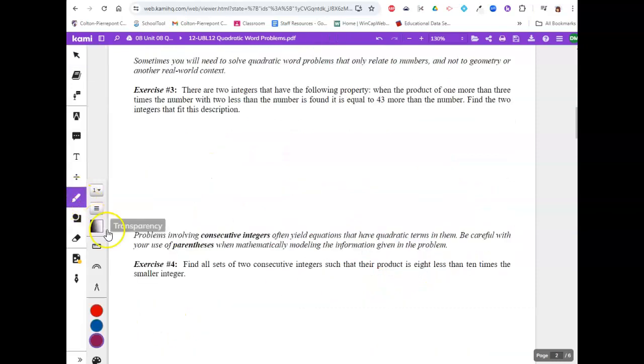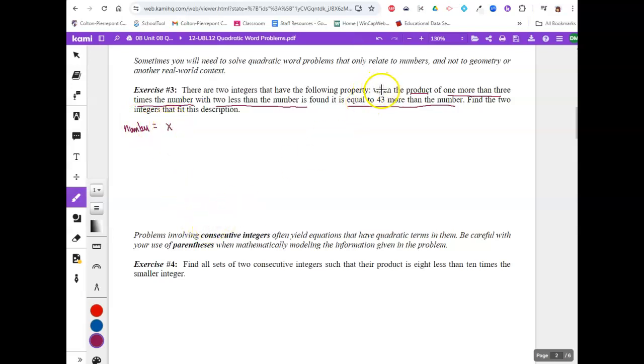Well, quadratics can be used for other things besides just geometry problems. There are two integers that have the following property. When the product of one more than 3 times the number with 2 less than the number is found, it is equal to 43 more than the number. So let's find the two integers that fit this description. So my number in this case is going to be x.